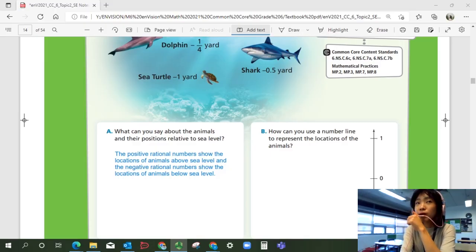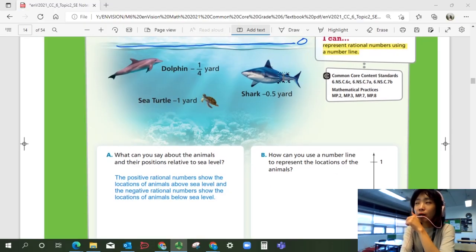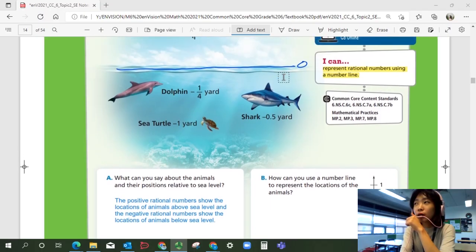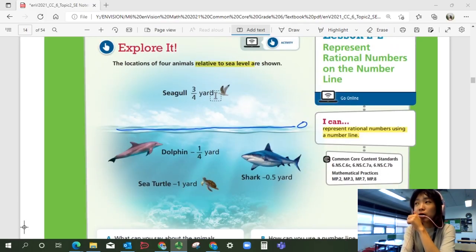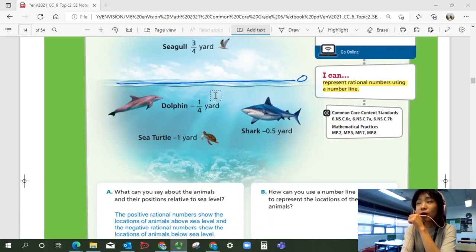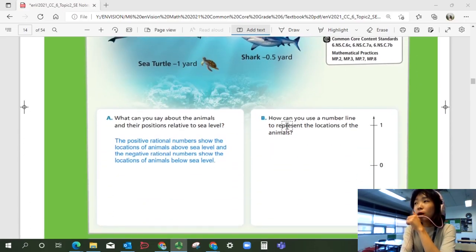Why did we specify the rational numbers? Because they're not just integers. Integers are counting numbers that are positive and negative, and including 0. Negative 0.5 and -1 1/4 and 3/4 are not integers. They are rational numbers. Part B, how can you use a number line to represent the locations of the animals?